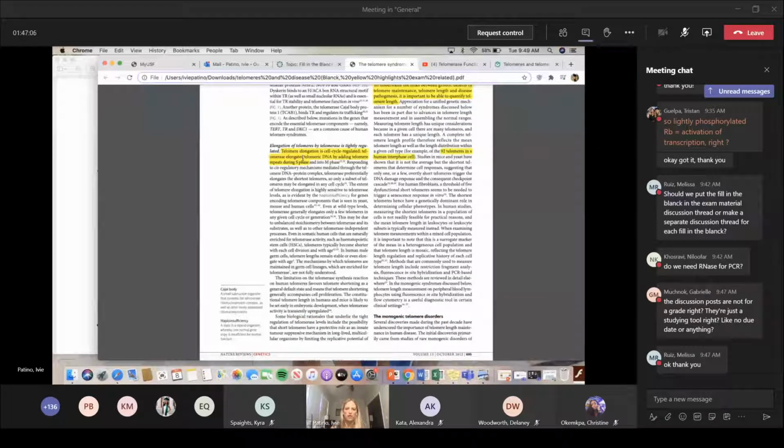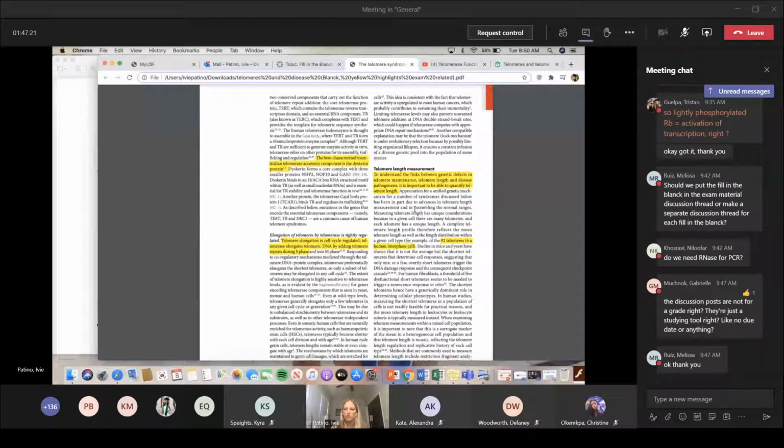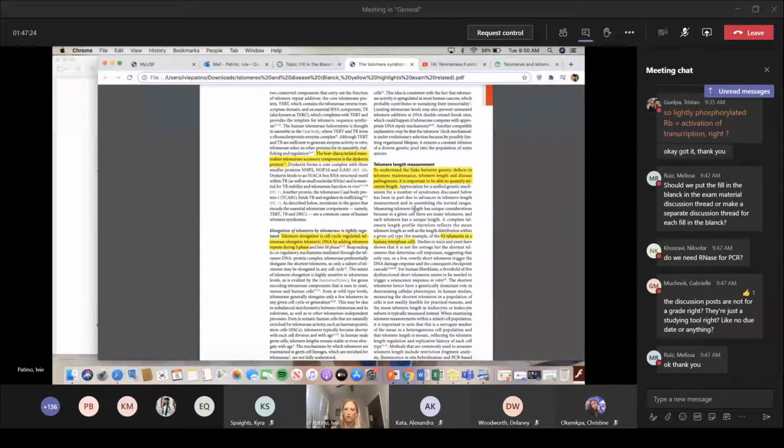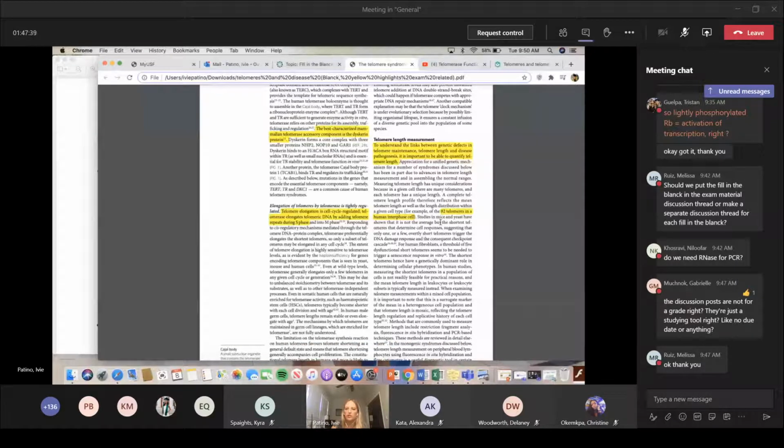So telomere elongation is cell cycle regulated. Telomerase elongates telomeric DNA by adding telomere repeats during S phase. So you should know that it's during S phase. We need to understand how long telomeres are supposed to be to understand if we have a shortened telomere and that's what's contributing to our disease. So they did that and they figured out that it's 92 telomeres in a human interphase cell on average.